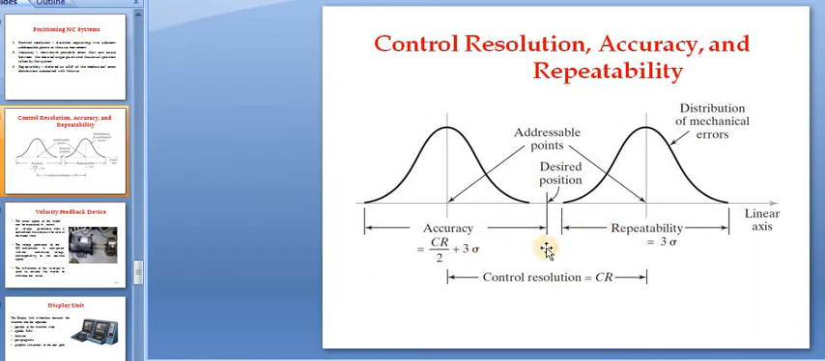Accuracy: look at this, we have to reach the desired position over here, but we got here. The difference between these is the error, which is nothing but accuracy. This is the plus or minus 3 sigma limit. This is the addressable point where you can give the address.